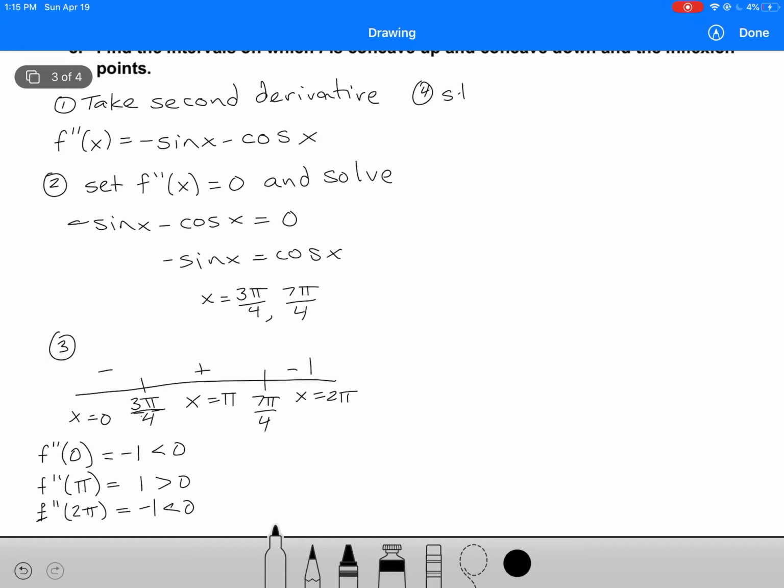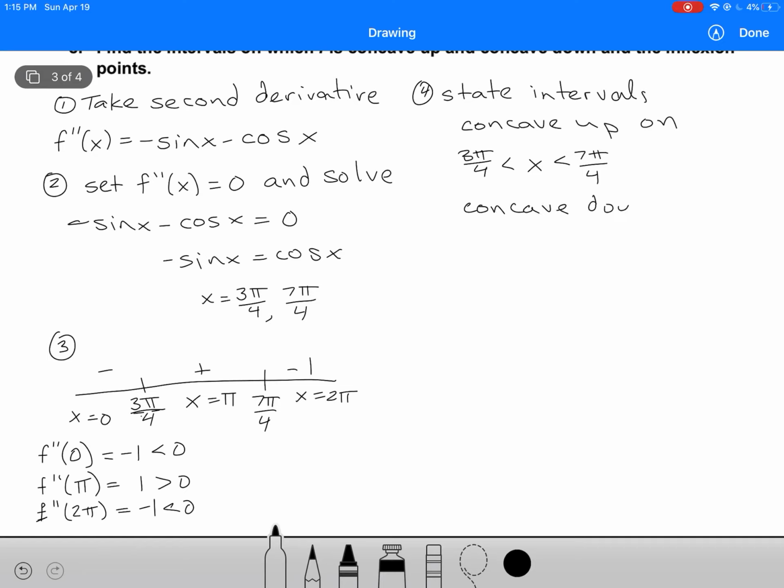Once we have our sign table, now we can state our intervals. So our function is concave up when the second derivative is positive. That is in between 3 pi over 4 and 7 pi over 4. Our function is concave down when our second derivative is negative. So that is from 0 to 3 pi over 4 and 7 pi over 4 to 2 pi.